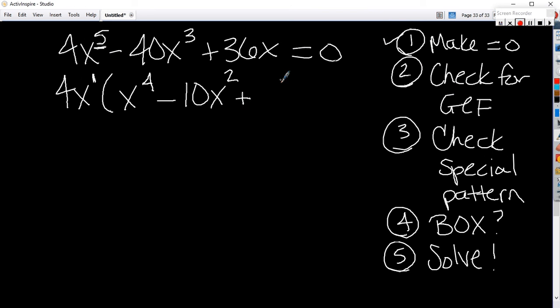That would be 9. You gotta divide 36 by 4x. Yeah, so it'll just be 9. That's right.